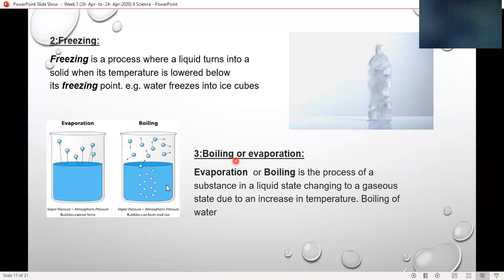You can see here that there's a slight difference between boiling and evaporation. In boiling there are more particles, but in evaporation there are fewer particles and they are very slow. Okay, so we just have to increase the temperature and these particles are going to come out of the water, and similarly this particle is also going to come out of the water.